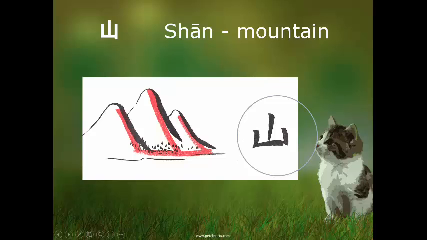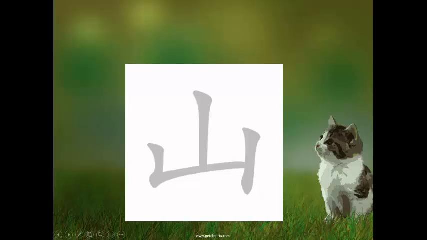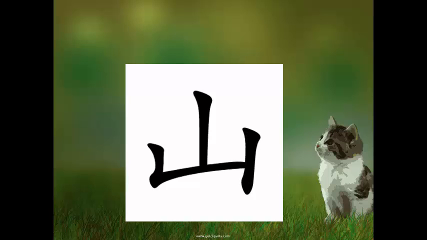The first radical is Shan, mountain. It's an image of three mountains, the tallest mountain in the middle. You draw the tallest mountain first, and then a long L, and then the last mountain.